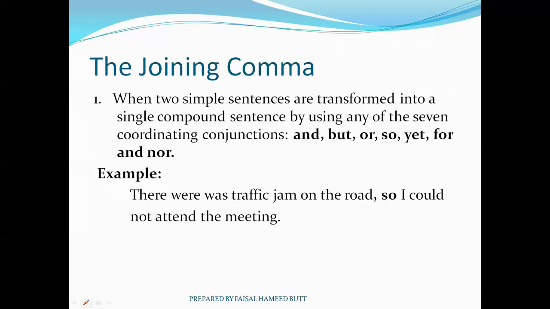So when we combine two simple sentences, two independent clauses, into one compound sentence, we are going to use any one of the seven coordinating conjunctions, which you might have heard with the name FANBOYS. So there are seven conjunctions which are used to join two independent clauses or two simple sentences. And whenever you put any one of these seven conjunctions, you will put a comma before that conjunction. It is a must. So what are those conjunctions? These are and, but, or, so, yet, for, and nor. And even while can also be used for but, right?